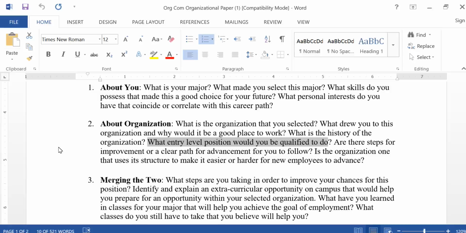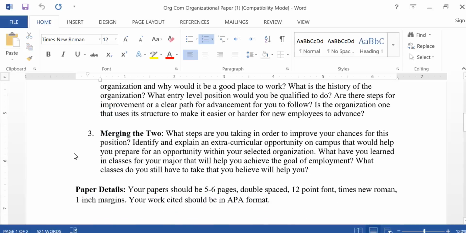I want you also to take into consideration, if you still have some of your college experience left, what are steps for improvement or advancement that you can follow? What can you do to try to set yourself on a better path to get ready for the organization? Notice that sections 1 and 2 are all prerequisite work to get you to section 3, which is merging the two. So you now have decided what organization you want to be a part of. You've also decided and explained to me what skills that you have.